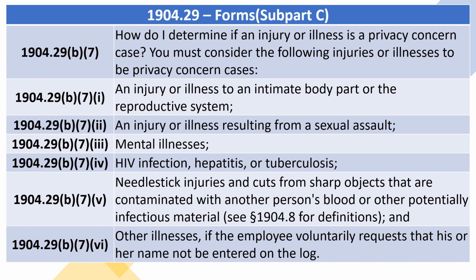1904.29(b)(7) How do I determine if an injury or illness is a privacy concern case? You must consider the following injuries or illnesses to be privacy concern cases. 1904.29(b)(7)(i) through (vi): An injury or illness to an intimate body part or the reproductive system. An injury or illness resulting from a sexual assault. Mental illnesses. HIV infection, hepatitis, or tuberculosis. Needlestick injuries and cuts from sharp objects that are contaminated with another person's blood or other potentially infectious material. See section 1904.8 for definitions. And other illnesses, if the employee voluntarily requests that his or her name not be entered on the log.